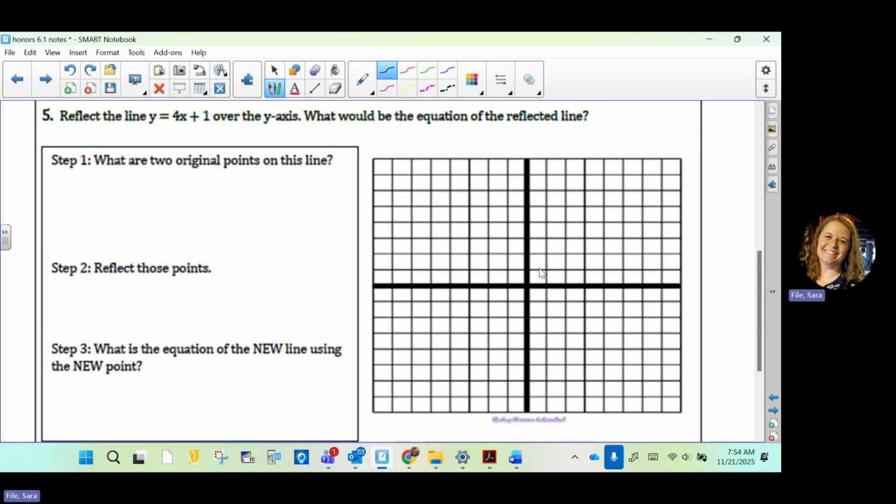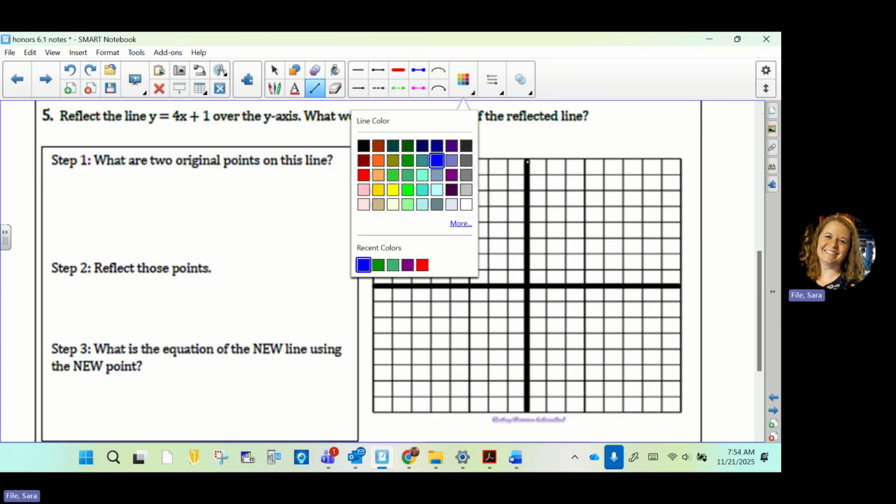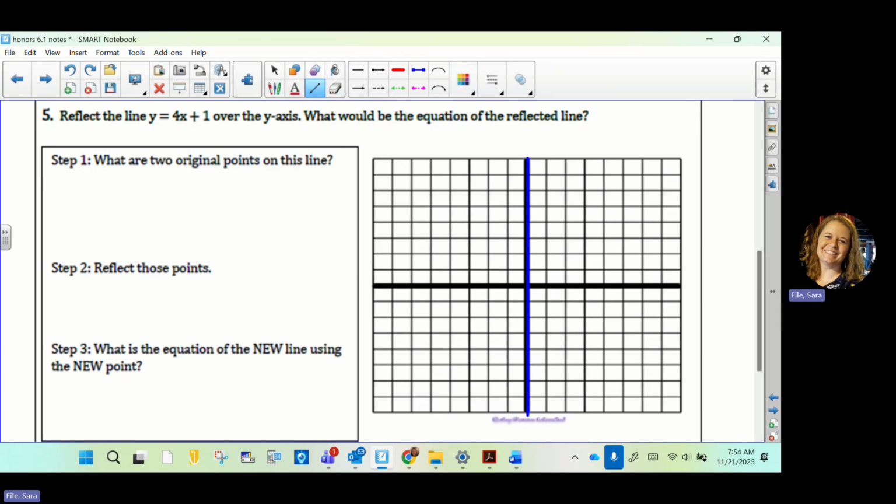All right, so let's try one more like that. So the line is going to be reflected over the y-axis. So this is my line of reflection. Okay, so this is 4x plus 1. So the slope is 4, the y-intercept is 1. So I know I have a point at 0, 1, and then a slope of 4. It's 4 over 1, so there's a point at 1, 5. Or I could have plugged in any x I wanted and calculated to get a second point.